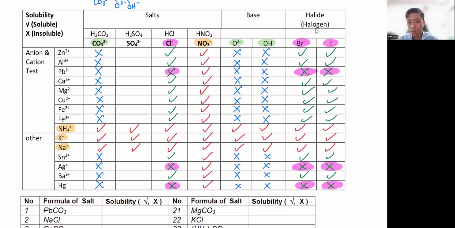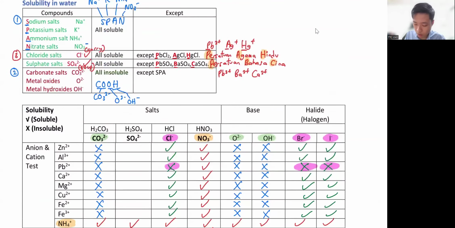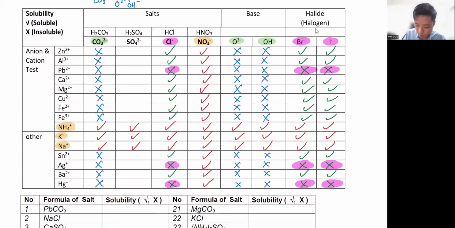So move on to the last one, which is SO4 2-. SO4 2- are all soluble except Pb, Ba, Ca. So you have to take the exceptions, Pb, Ca, and Ba. All the others are soluble. One, two, three are insoluble.